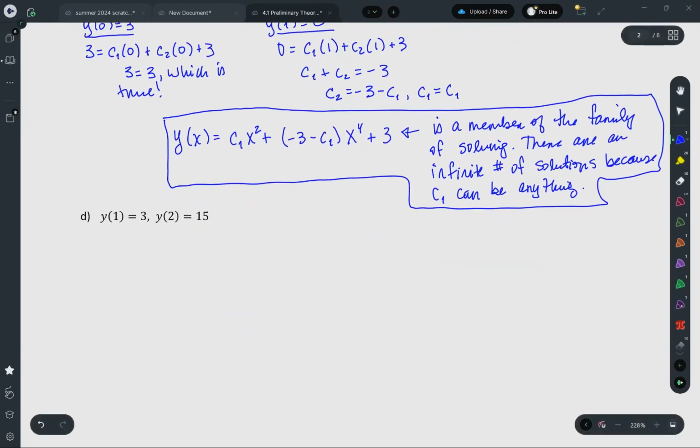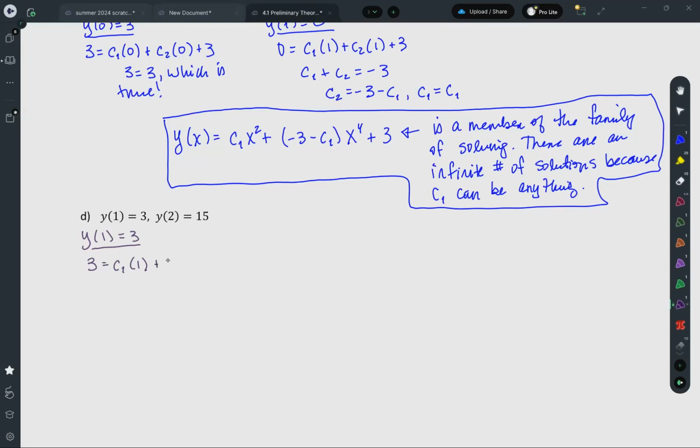In part D, we're told y of 1 is 3 and y of 2 is 15. So the y of 1 is 3. This one tells me 3 is equal to C1 times 1 plus C2 times 1 plus 3, which again, I get that 3 equals 3 statement. Okay.